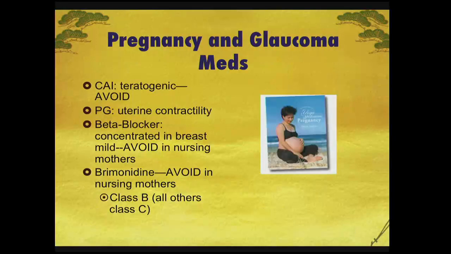Almost all the medications you want to use sparingly and avoid in pregnancy. Carbonic anhydrase inhibitors have been found to be teratogenic, so definitely need to be avoided in pregnancy. Prostaglandin analogs theoretically could cause uterine contractility, so that's why they're avoided. Beta blockers can be used during pregnancy, but they should be avoided during breastfeeding because they are concentrated in breast milk. And then brimonidine also can be used during pregnancy, but is avoided in nursing mothers.